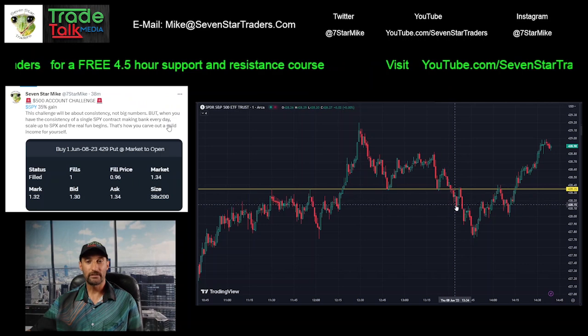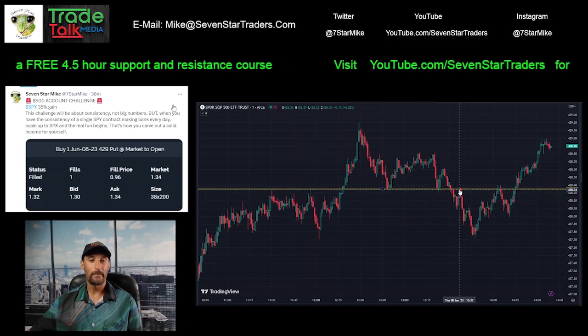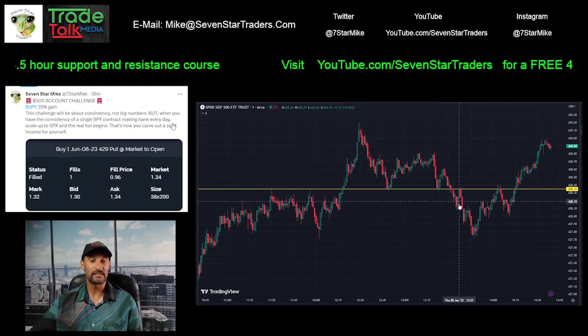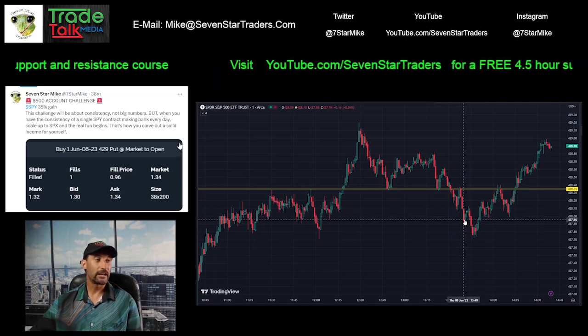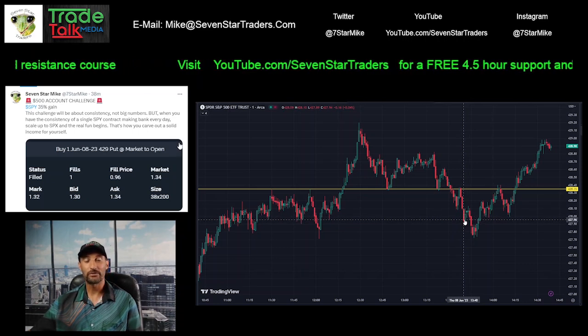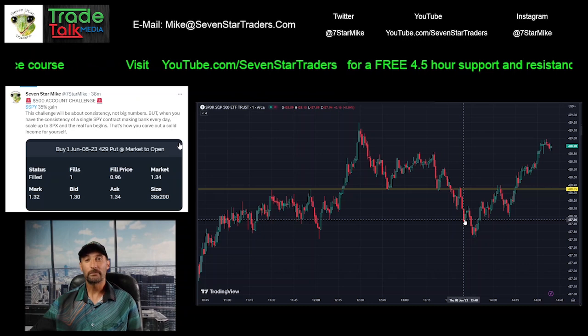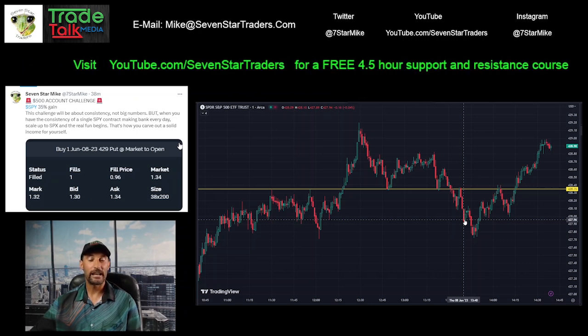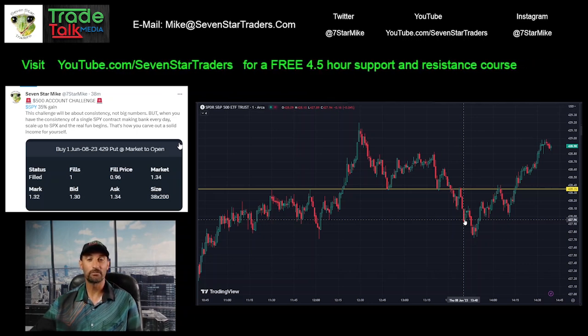This one happened to drop below that level, come back to test that level, hold as resistance, and drop again. So you can see the trade confirmation there. That is a 35% gain. Most people would be extremely happy with a 35% gain every day, especially in a small account.